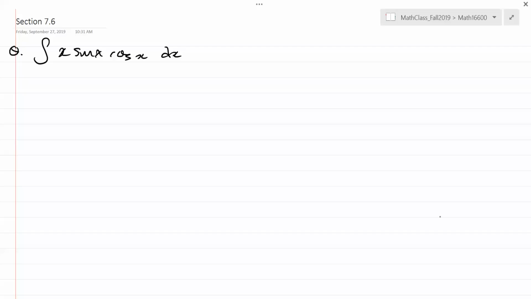Yeah, this is a problem where you don't need to use the formula from the back side of the book. Okay. So here's the integral of x times sine x cosine x. Remember, we are able to do the problems on x sine x dx, right? And x cosine x dx, right? And we did some problems of that before.